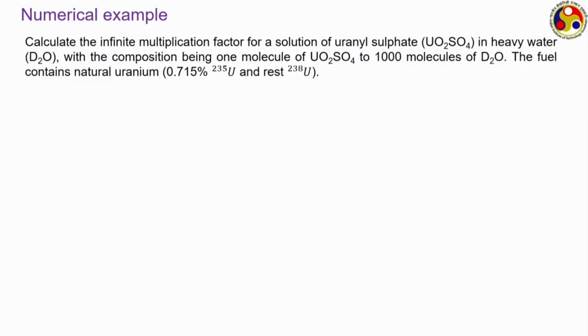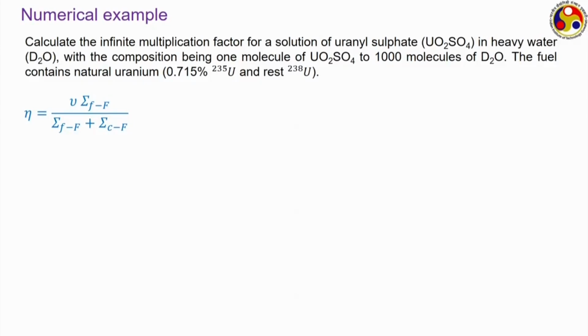For every molecule of uranyl sulphate we have 1000 molecules of heavy water, and the fuel uranium can have different kinds of isotopes. So, here the fuel contains natural uranium, that is, out of all the uranium isotopes present, only 0.715% is uranium 235, the rest are uranium 238. So, we have to calculate the infinite multiplication factor. So, let us just revisit the mathematical relations that we derived during the last lecture.